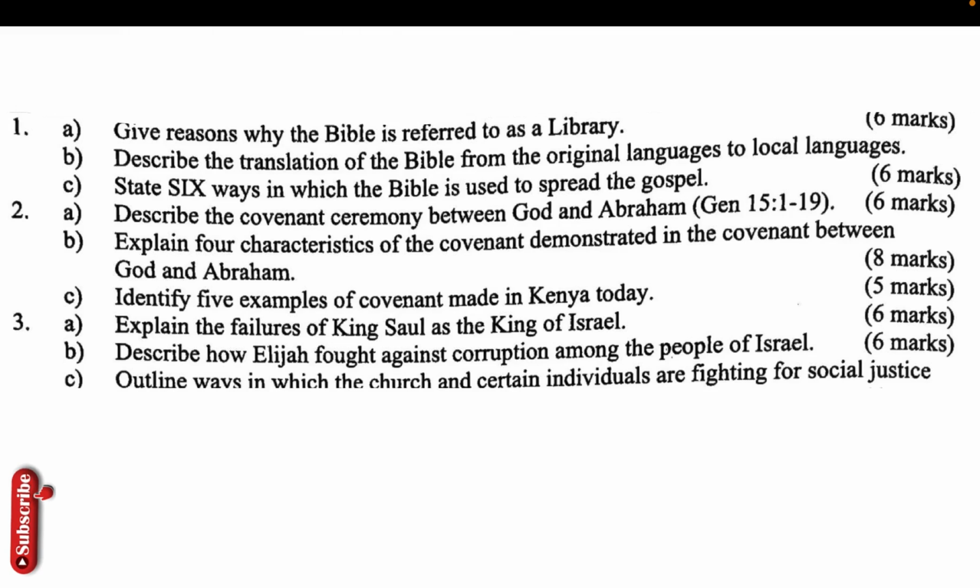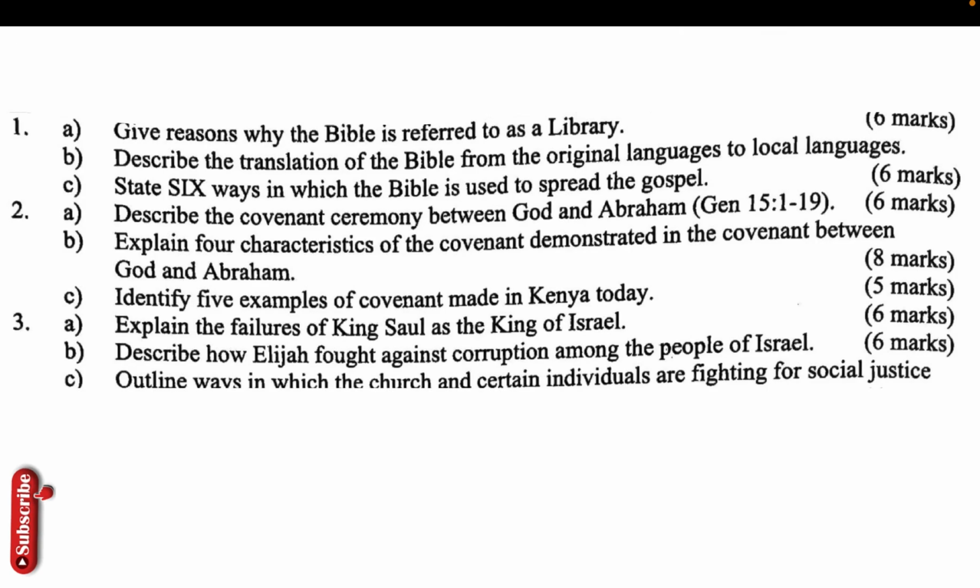Identify 5 examples of covenants made in Kenya today. Baptism, marriage, ordination, oath of loyalty to the state, trade agreements, peace treaties, employment contracts, agreements signed by students when joining a school, professional oaths taken by lawyers and doctors.